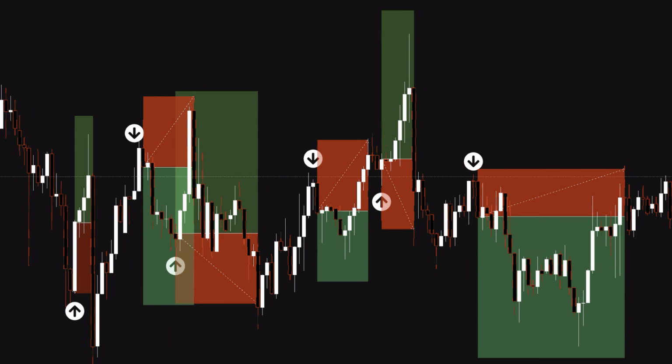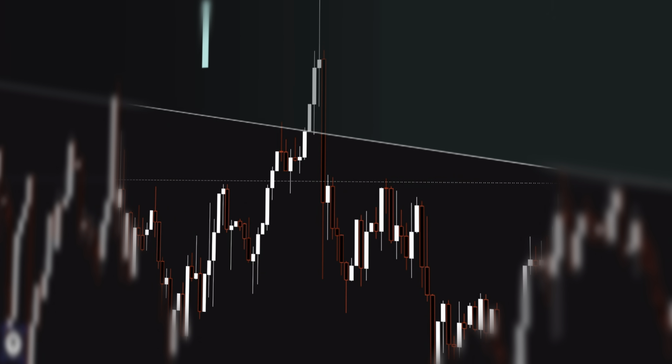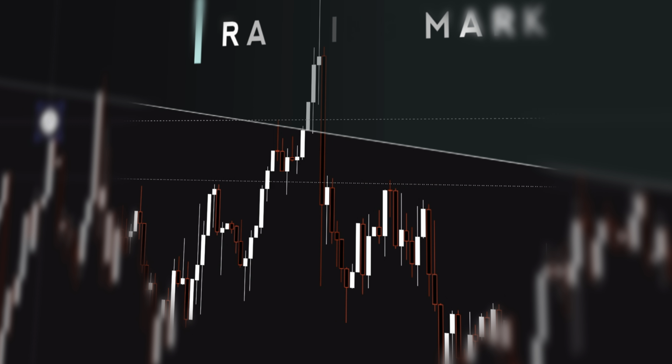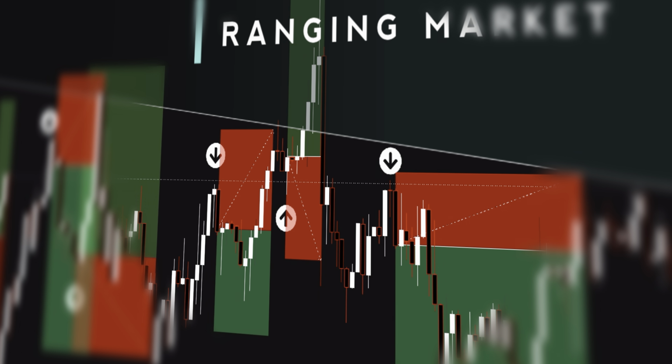And the neutral assumption is always the same. Something is wrong with execution, but that's not what's happening here. The real issue is context, because what you're actually looking at is a ranging environment mistaken for opportunity. Price expands in one direction just enough to attract entries, then it snaps right back into the same area. It creates the illusion of movement, but not the conditions required to hold the trade.